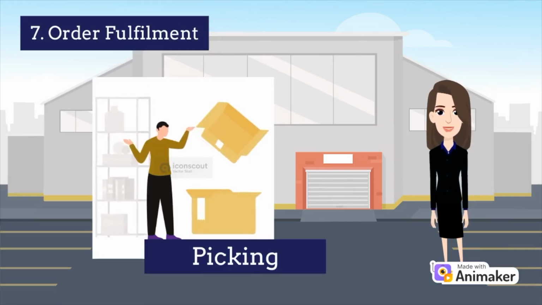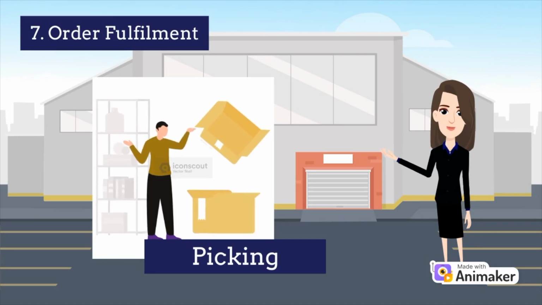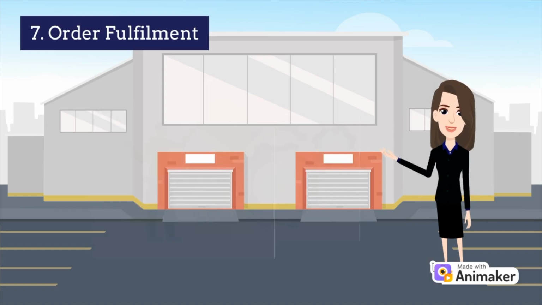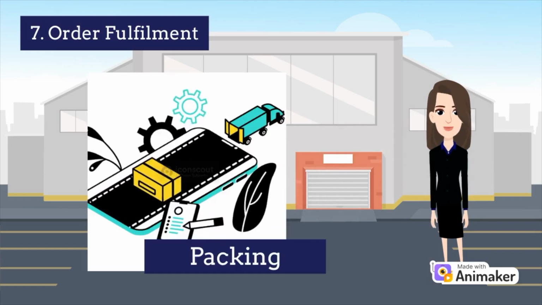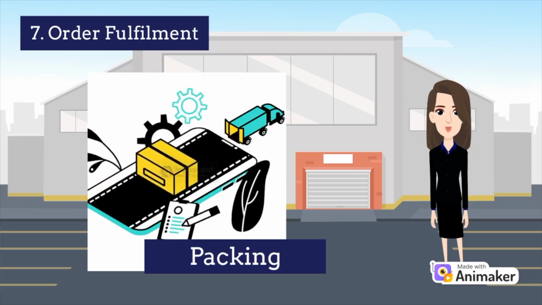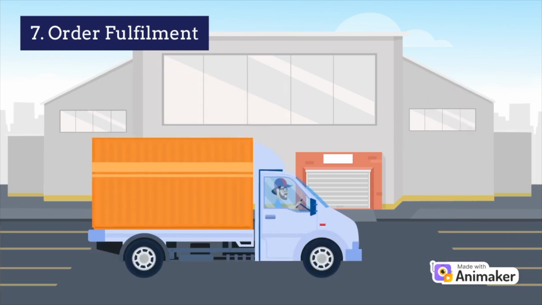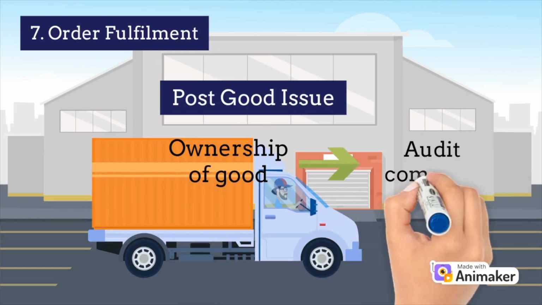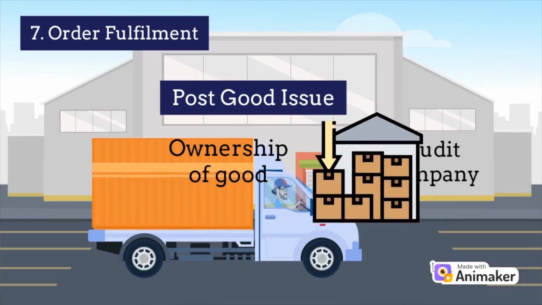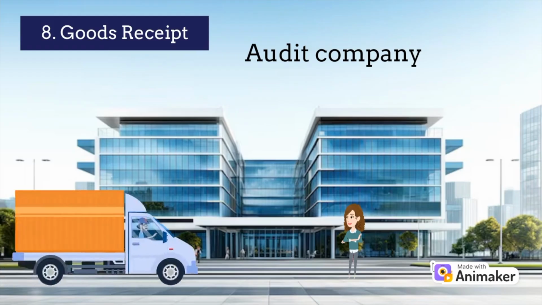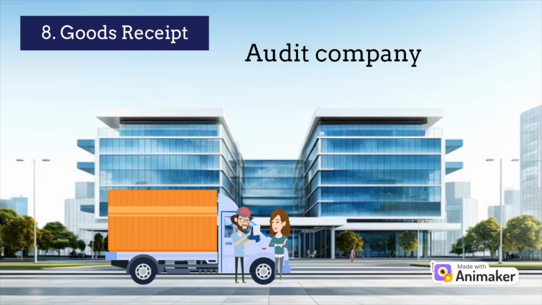The line workers in the inventory hubs pick up the 25 units of PC based on the orders using a management system to increase the efficiency during the process. The PCs are then moved to the packing area, and the workers will pack them carefully with protection to prevent damage during the delivery process. After that, the PCs are ready for shipment. This process is so-called post-good issue, which means that the ownership of goods has transferred from Dell to the audit company, and the inventory of Dell is reduced. This will also be updated to the system. Then, the 25 PCs are successfully delivered to the audit company.